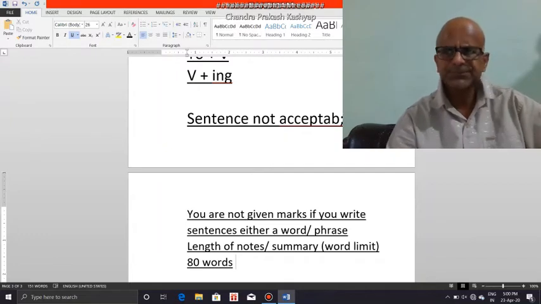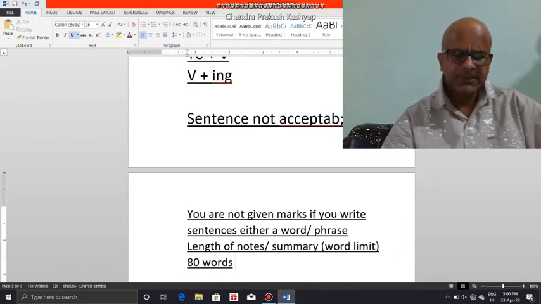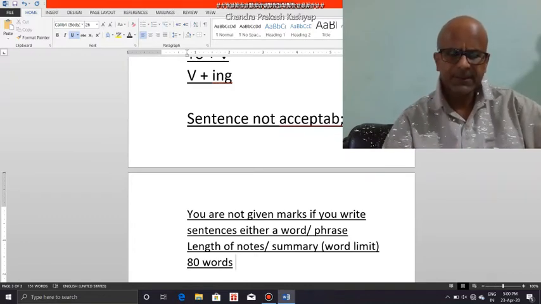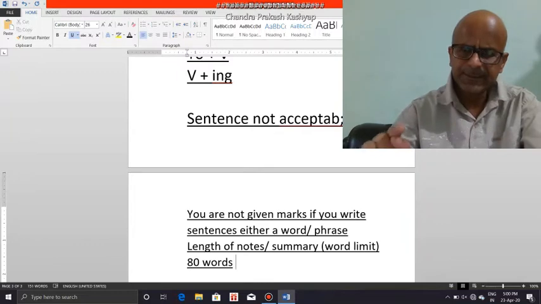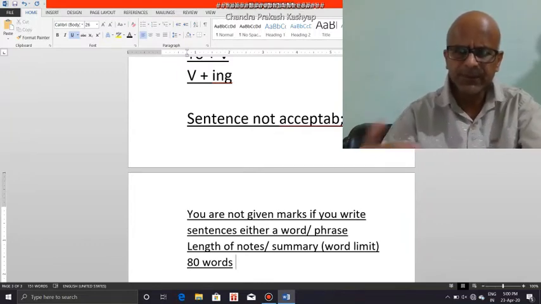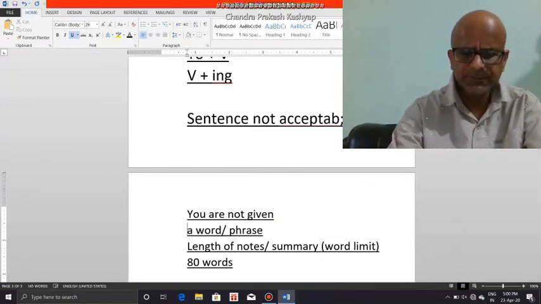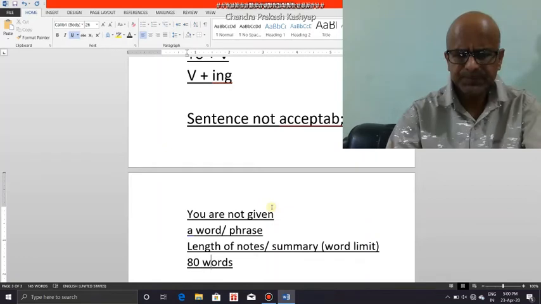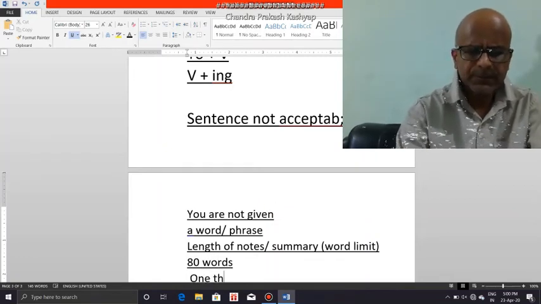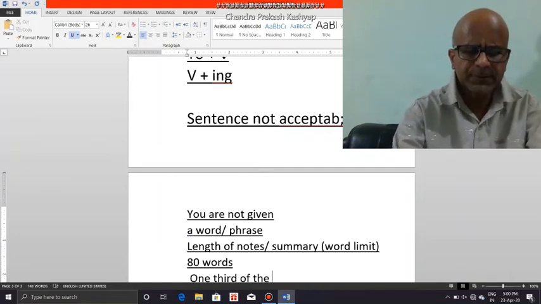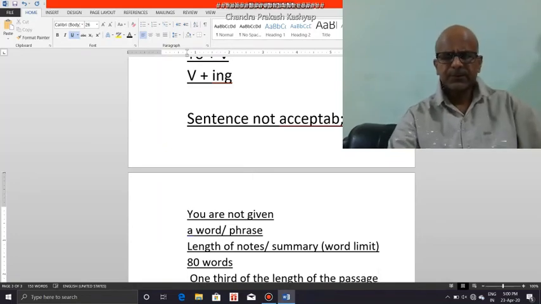However, in case of notes, as also in summary, the standard formula is that the entire passage, that is my notes or my summary, should be of about 1/3 of the length of the passage.